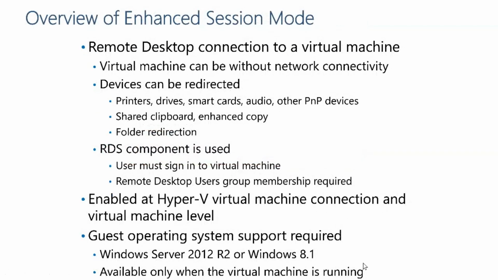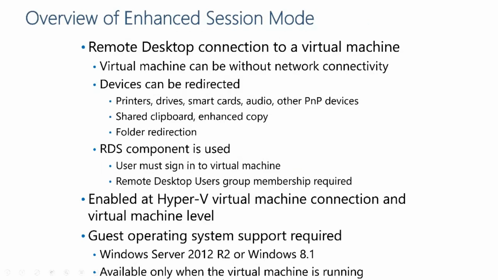Remote desktop connections to a virtual machine. The virtual machines can be without network connectivity. Devices can be redirected. So that's where you map your physical printers, drives, hard drives, various things to the virtual machine.